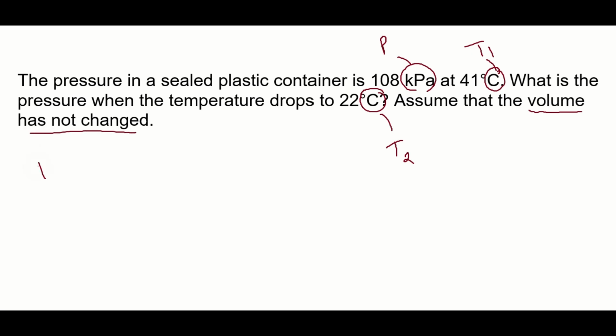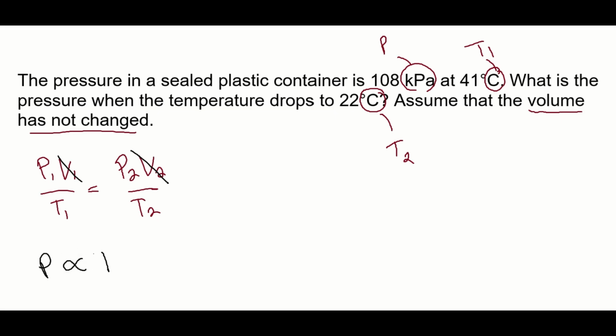So we can start with the combined gas law, which goes as P1 V1 over T1 is equal to P2 V2 over T2. And we can cross out the variables that are constant. In this case, it is volume. So we're left with P1 over T1 equals P2 over T2. This is also known as Gay-Lussac's law, which states that pressure is directly proportional to temperature. If one goes up, the other goes up. If one goes down, the other goes down.